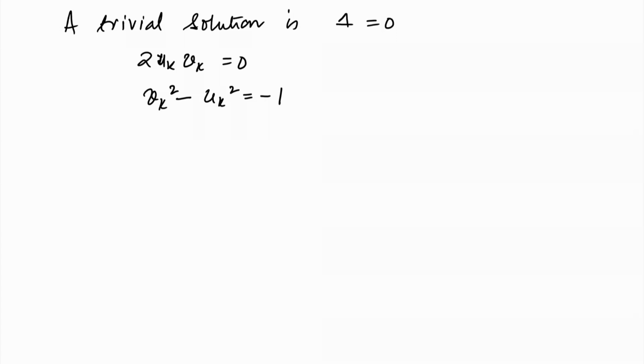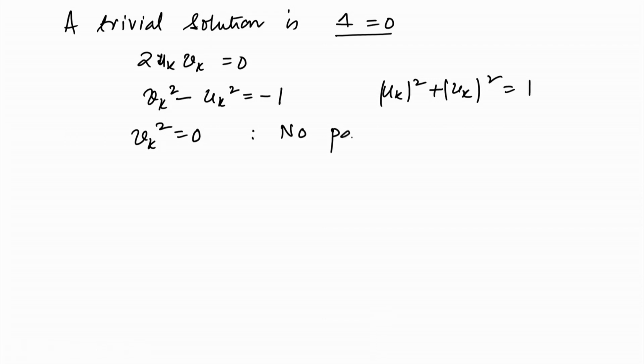But then we have the normalization condition, that |u_k|² plus |v_k|² is equal to 1. That tells us that v_k² equals 0. So delta equal to 0 implies that v_k² equals 0. So, there are no pairs, and hence this should correspond to the normal state.